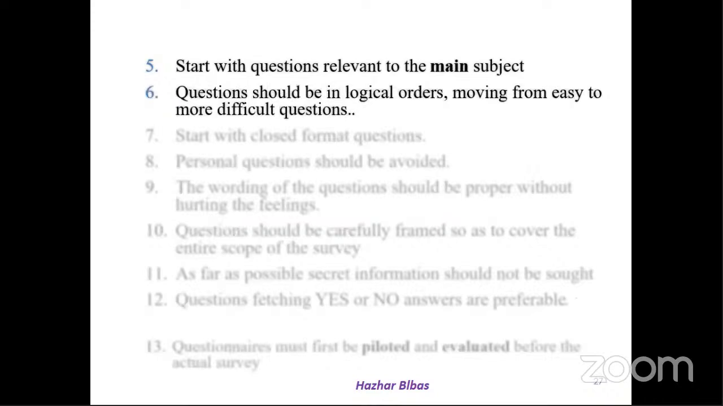Questions should be in logical order, from the easiest to the hardest, from the closed format to the open format. Why do you put the closed format at the beginning? You attract them to answer some of the questions. When they answer some of them and then get to an open one, they say, okay, I did this part, I'm going to do this part also, but not revise.